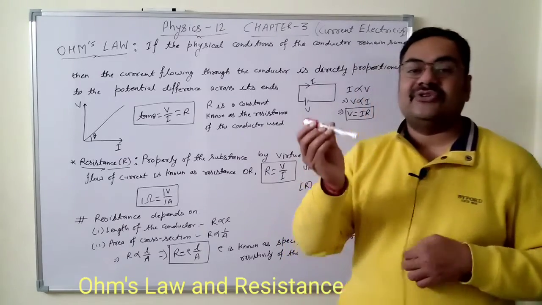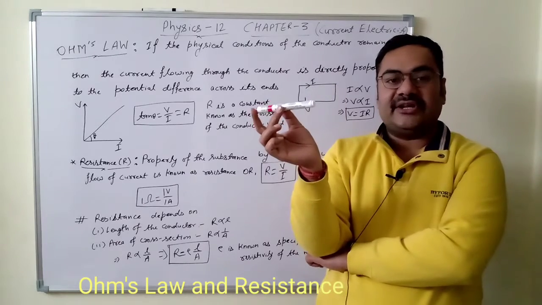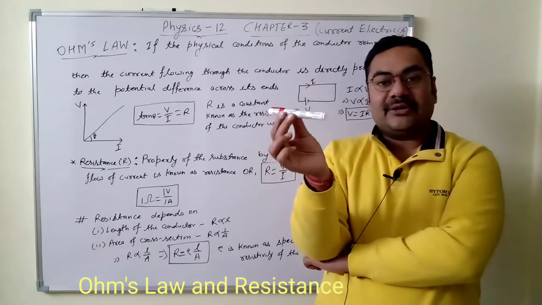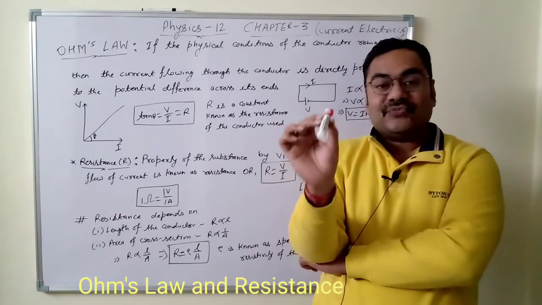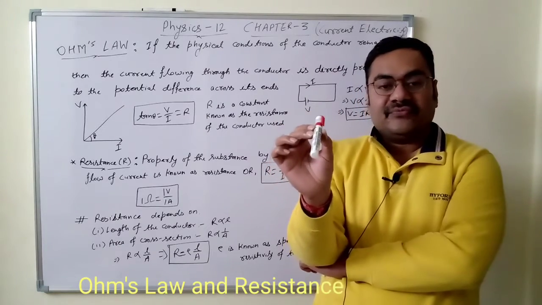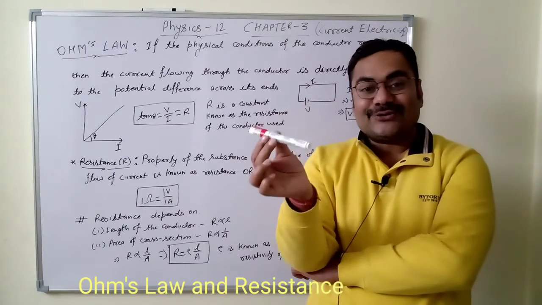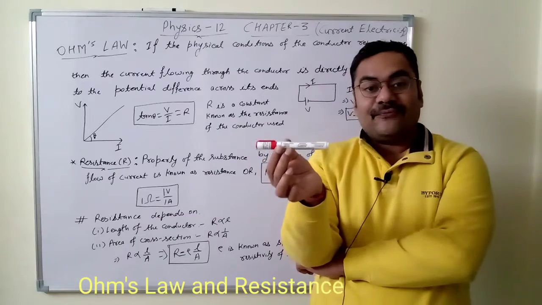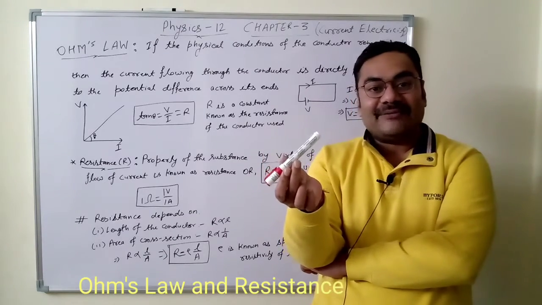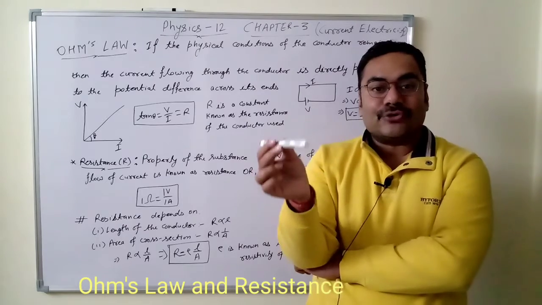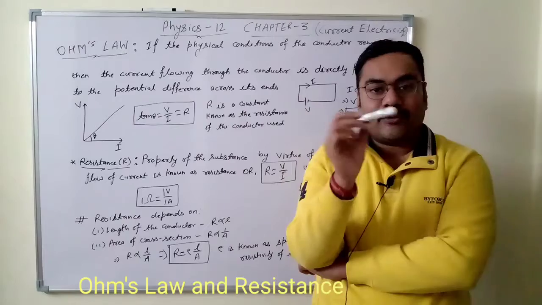It means the conductor must be the same, at the same temperature. The conductor itself means the length is same, the cross-sectional area is same, material is same. It means this conductor is same, and additionally at same temperature. This must be same in all the cases, and keeping all these things same, if we vary potential difference, then current will also be varied in the same proportion as the potential difference. So these two are directly proportional.